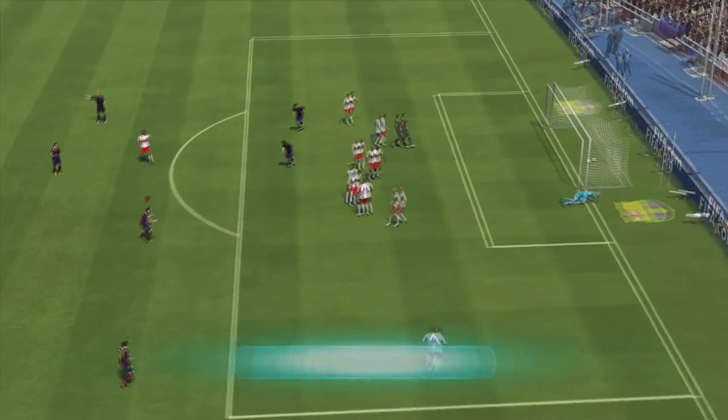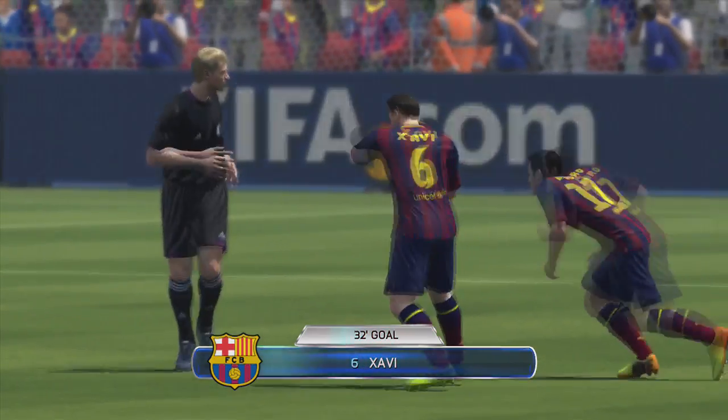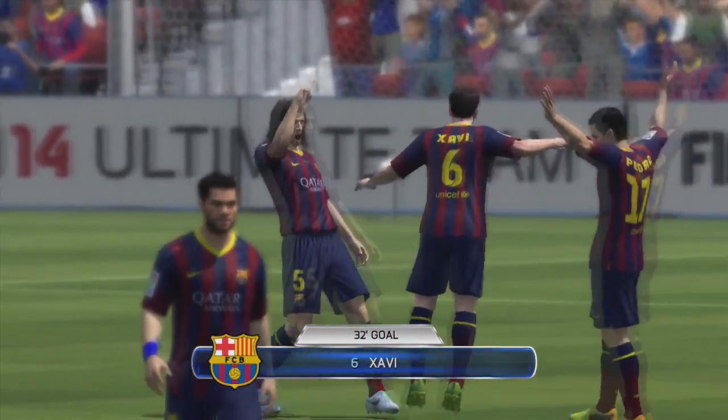I had a couple of other free kicks as well that went in and a couple that didn't, but I'm going to show them all to you in a second. It's very difficult to actually get free kicks in the game, so I didn't get all that many chances.